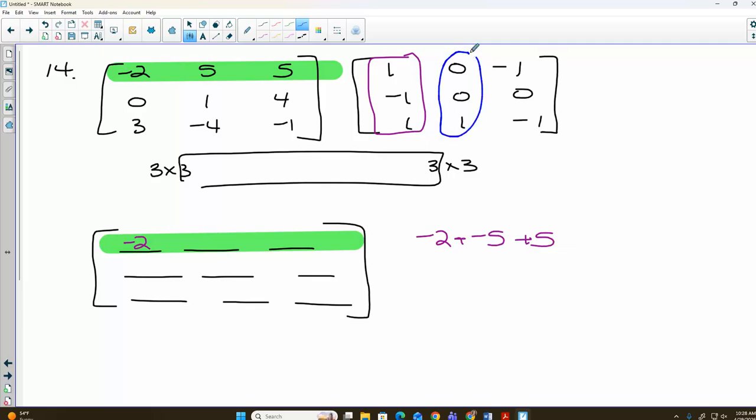Second one, negative 2 times 0 is 0. 5 times 0 is 0. 5 times 1 is 5. So that gives me a 5. Third one, negative 2 times negative 1 is 2. 5 times 0 is 0. 5 times negative 1 is negative 5. Add and we get negative 3. Are you guys understanding where these numbers are coming from?